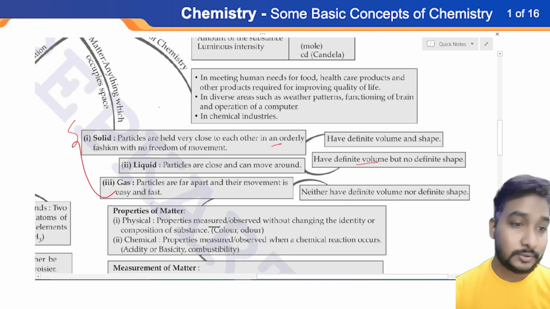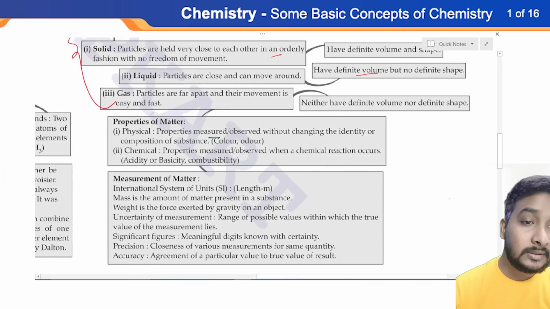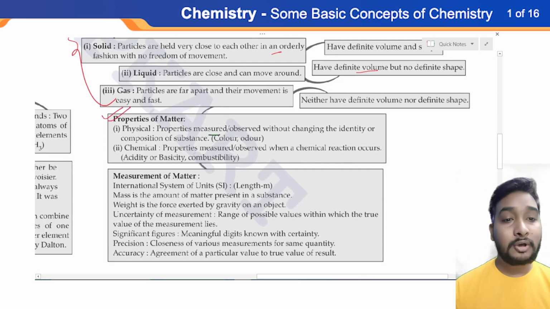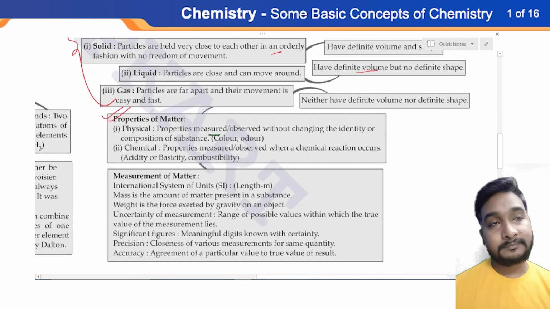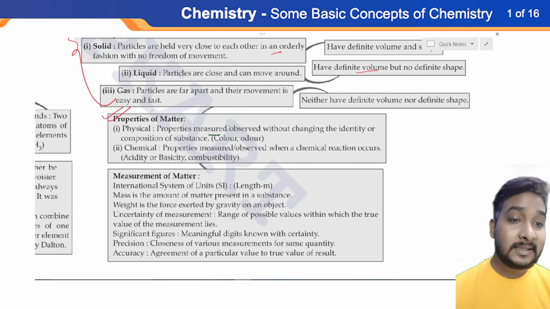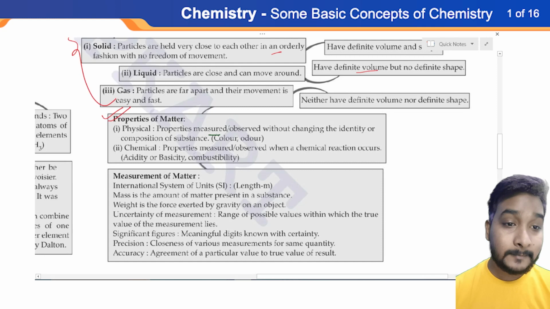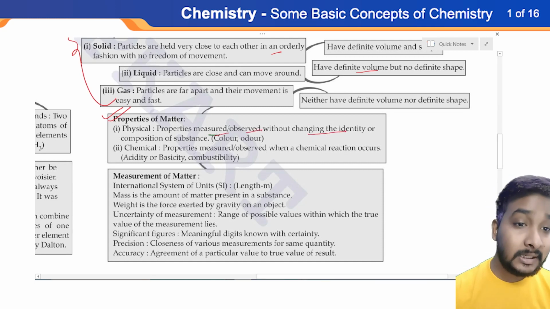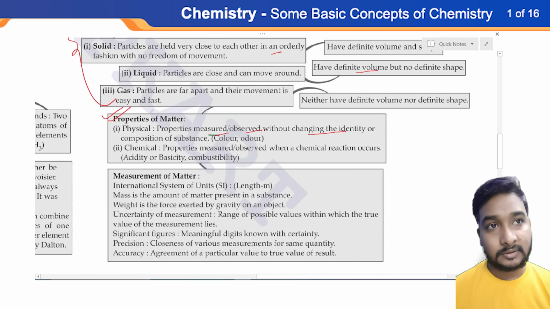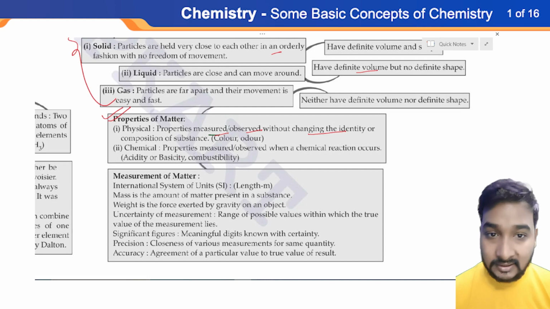Okay, now the next one is a very simple topic, that is properties of matter. As you can see on screen, properties of matter. Whenever we talk about matter, we have to explain its two kinds of properties, that is physical properties and chemical properties. In physical properties, we have to measure or observe the matter without changing the identity or composition, like color, odor, hardness, strength.